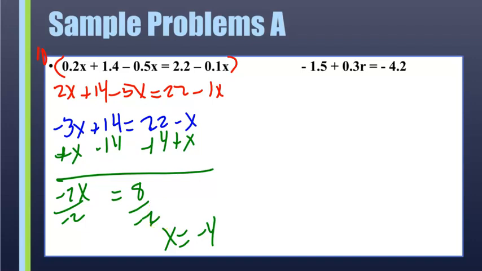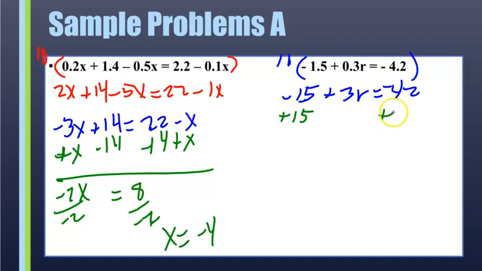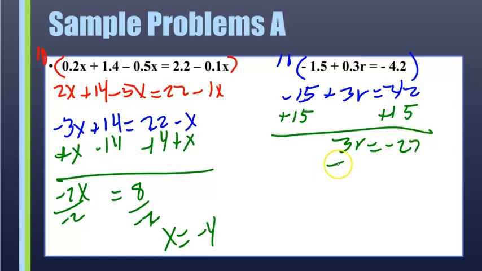Next one, there's only one decimal place, so multiply everything by 10. That gives us negative 15 plus 3r equals negative 42. Add 15 to both sides. We get 3r equaling negative 42 plus 15. It's going to give us negative 27. Divide by 3. R is going to equal negative 9.